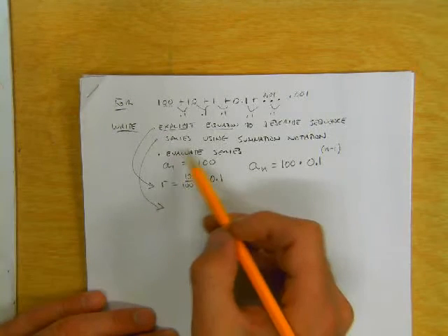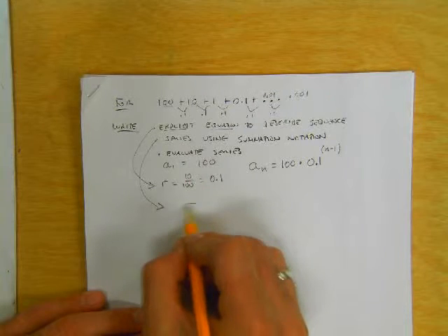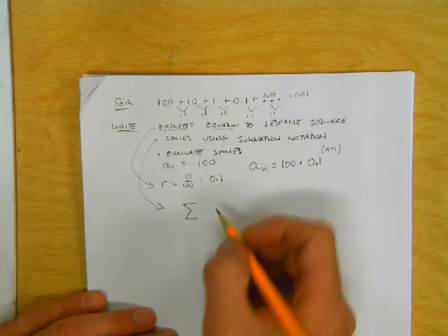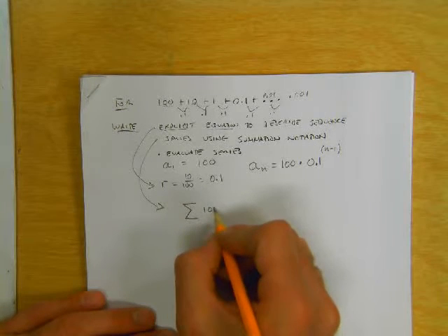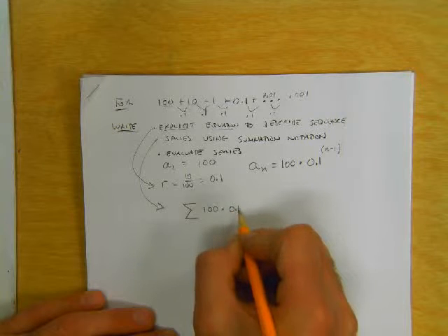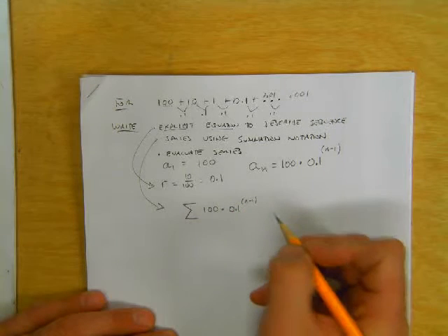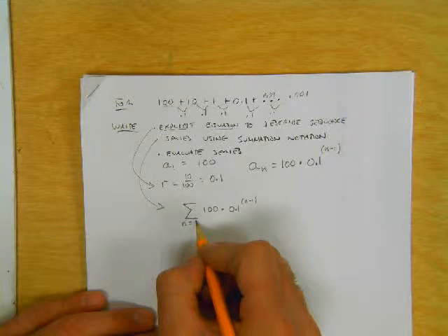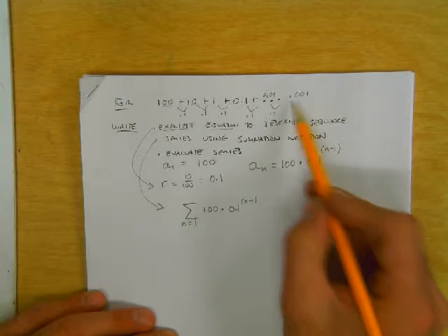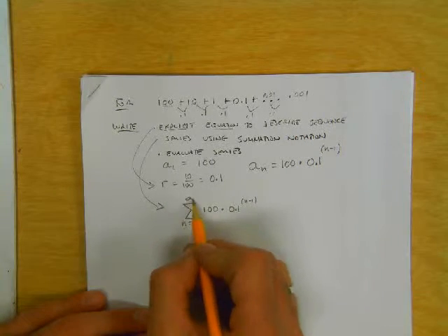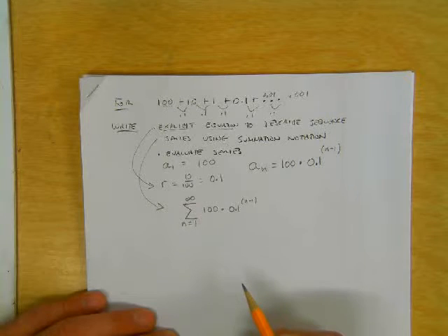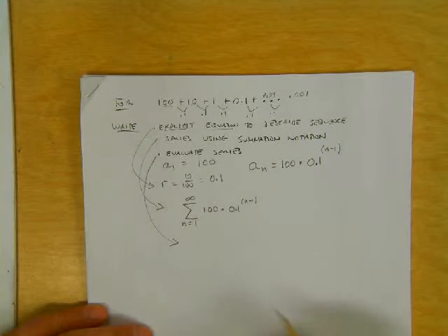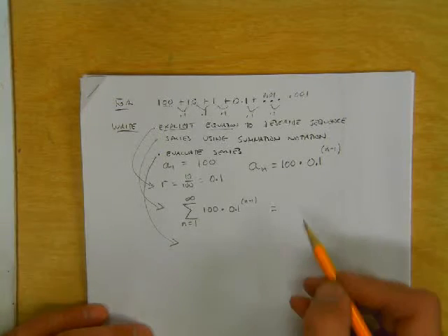Question 2 says, write the series using summation notation. Okay, so we're going to start with our sigma, which stands for sum up all the numbers in the series, and then we're going to write our explicit equation, and then we are going to identify which term we're starting with, which is the first term. And since this is an infinite series, it goes on forever. Okay? So the last part is to evaluate the series.